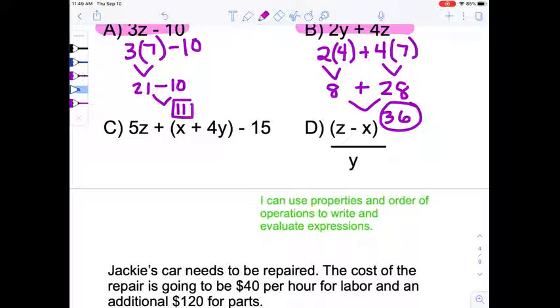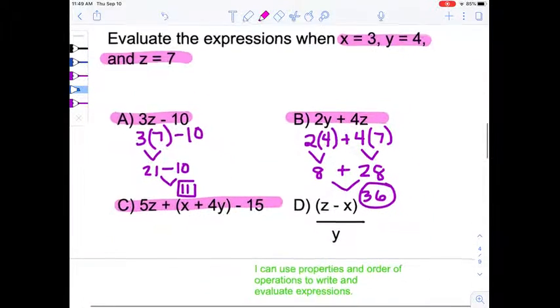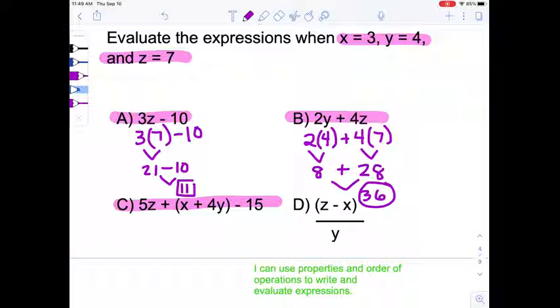Letter C is 5z plus x plus 4y minus 15. Make sure you write that down. And then we're going to plug in and solve. So we have 5 times z, which is 7, plus parentheses x, which is 3, plus 4 and then times y, and y is 4, minus 15. Whew, that's a long one, but we got it.